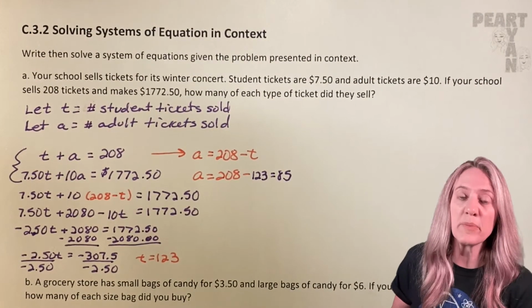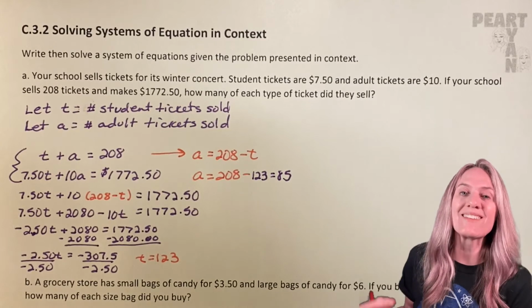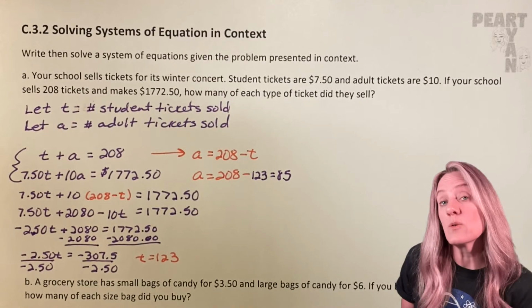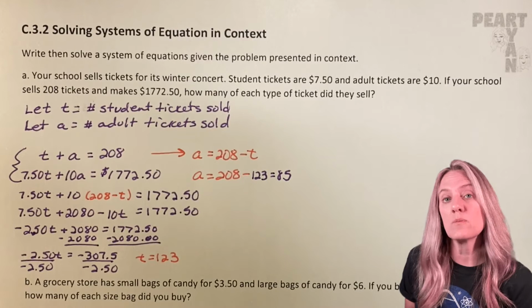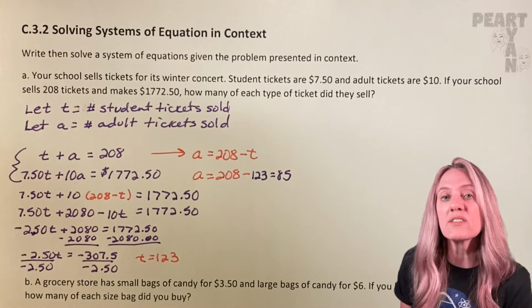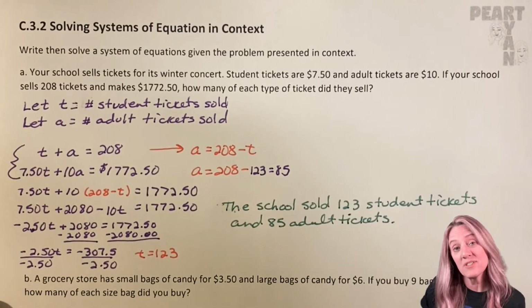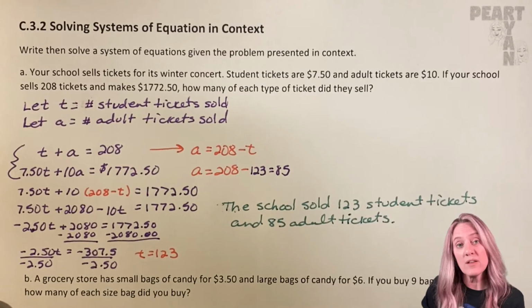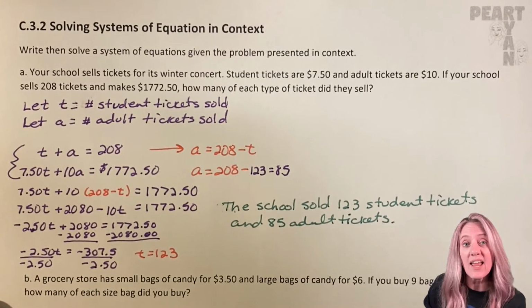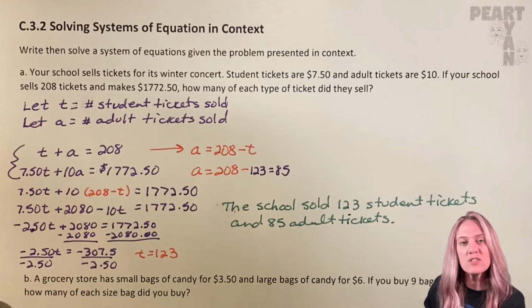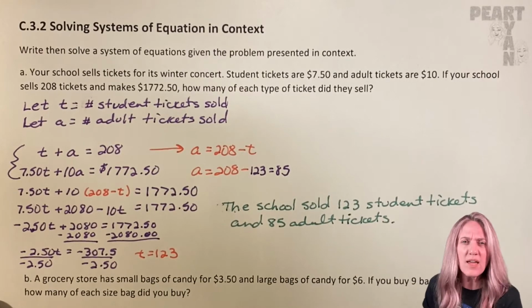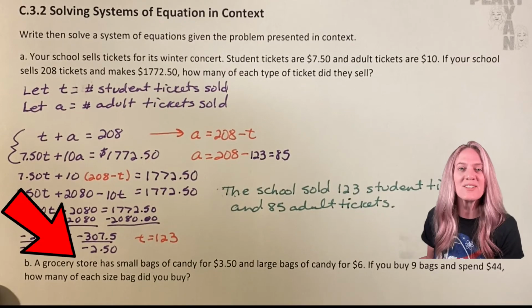Now we're given the problem in context, so it makes sense to answer the problem in context. The question was, how many of each type of ticket did they sell? So let's make sure and answer it in reference to that. I chose to say, the school sold 123 student tickets and 85 adult tickets. So long as you had the same information, it's okay if it's worded differently. Now take a look at the next one.